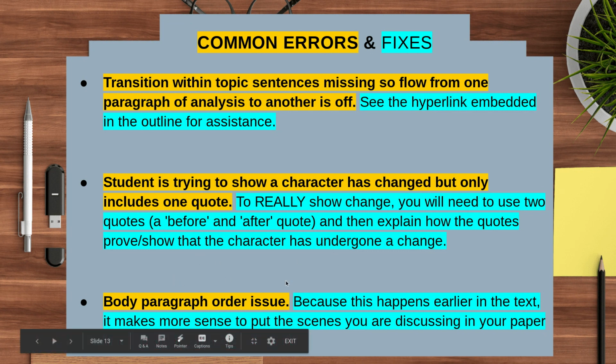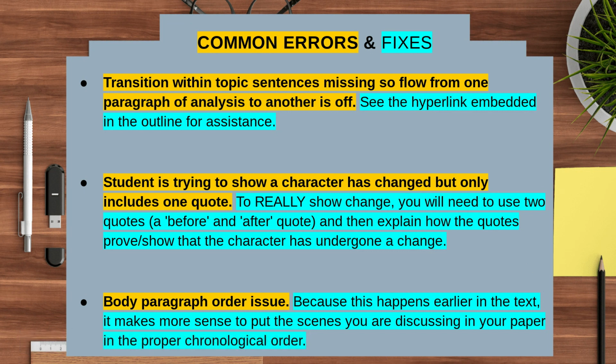Body paragraph order. All of your quotes and the materials that you use in your paper should be in chronological order so that it doesn't confuse your reader. So if you had something from page 5 in your third body paragraph, but you had something from page 105 for your first body paragraph, just switch them. It just makes a lot more sense and is a lot easier for your reader to understand things when you talk about events in a book in chronological order.